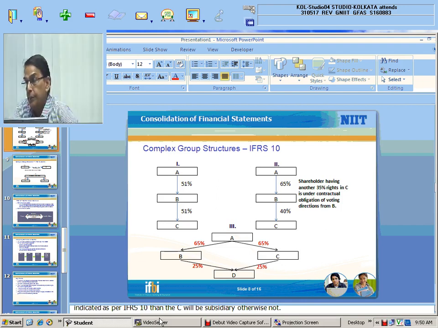So here, unlike in the first case where B clearly owns 51% voting rights in C, B only owns 40% of the voting rights in C. But the shareholders having 35% of the shares in C are under a contractual obligation with B to vote as per directions of B. So B effectively has a 75% control of the voting rights in C, and through B, A has a 75% control over the voting rights in C. So it is also considered a group, so C will be considered a subsidiary of A. So A will be the parent of both B and C.